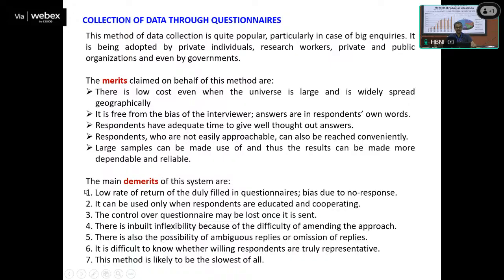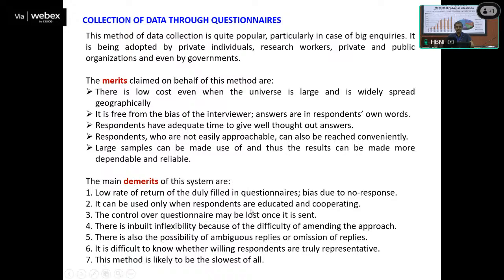The main demerits of this system are the low rate of return of duly filled in questionnaires and bias due to non-response. Once you go for an interview, the respondent generally responds. But here, you may keep on sending emails, but the respondent may not respond. You keep on WhatsApping them, or share Google Sheets, but you fail to get a response from a large population. What was considered a merit now becomes a demerit, because the duly filled in questionnaire is not coming back to you.